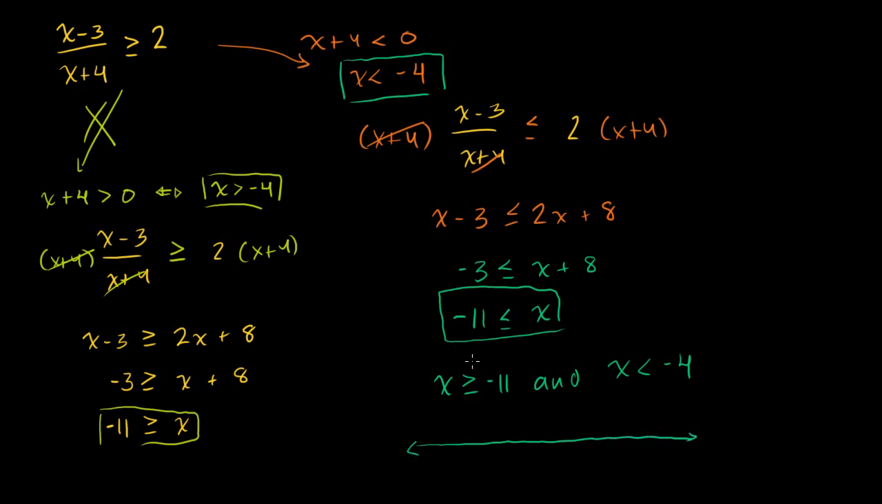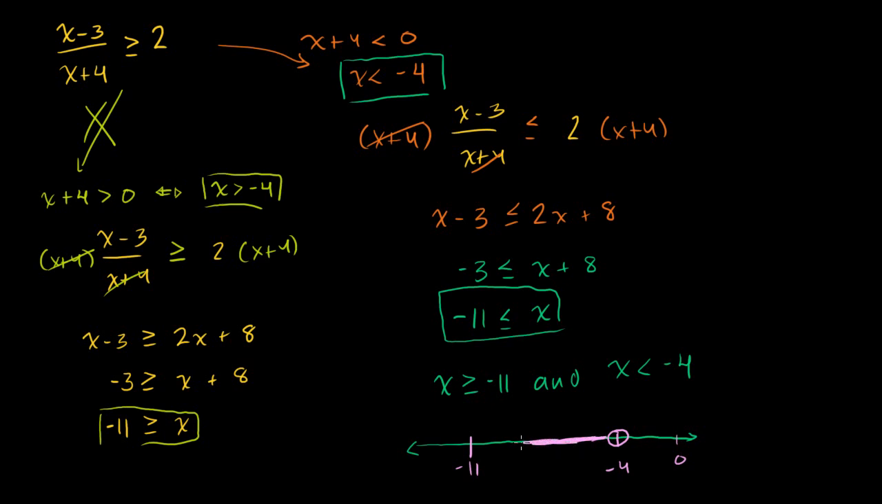So we have minus 11. We can be greater than or equal to minus 11. So this is minus 11. And then we have minus 4 over here. Maybe 0 is sitting over there. We have to be less than minus 4. Remember, we can never be equal to minus 4, because that would make this undefined. So we have to be less than minus 4. So we don't include minus 4.